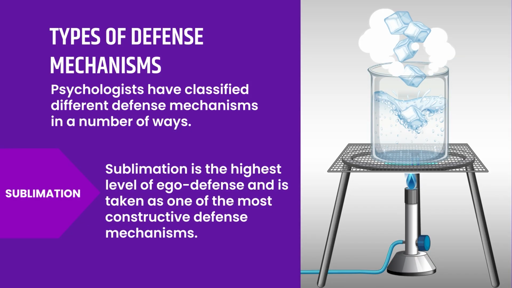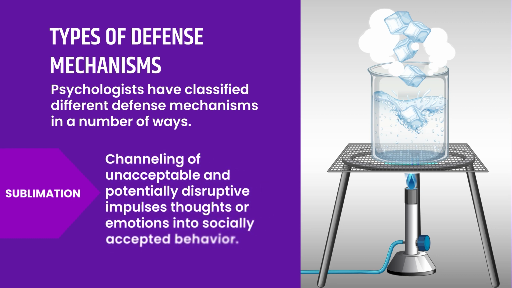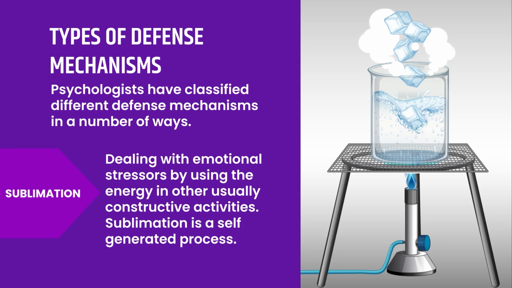Next type of defense mechanism is sublimation. Sublimation is the highest level of ego defense and is taken as one of the most constructive defense mechanisms. It is resolving a conflict by changing a socially objectionable aim to an acceptable one. Channeling of unacceptable and potentially disruptive impulses, thoughts, or emotions into socially accepted behavior. Dealing with emotional stressors by using the energy in other, usually constructive, activities.